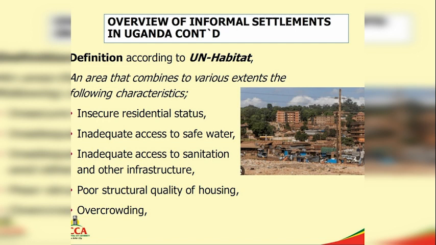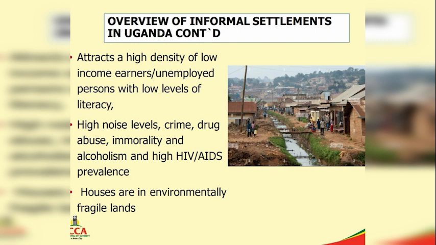The definition also encompasses areas that attract a high density of low-income earners. I don't know how many of us here stay in those areas, but maybe with time, when you get a job, you'll shift out of those areas. Those areas also have high levels of unemployment. Then there are high levels of noise, crime, and drug abuse, and most of the houses, or all the houses, are almost in environmentally sensitive areas. Now, that defines what an informal settlement is according to UN Habitat, a definition that the government of Uganda has adopted in its policy formulation.